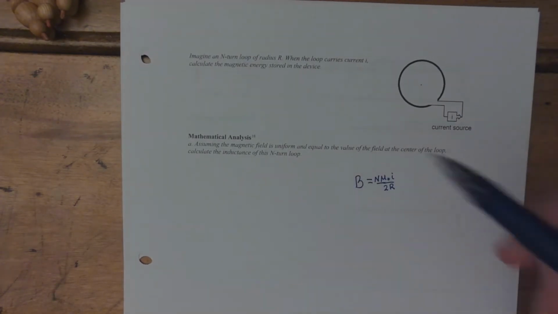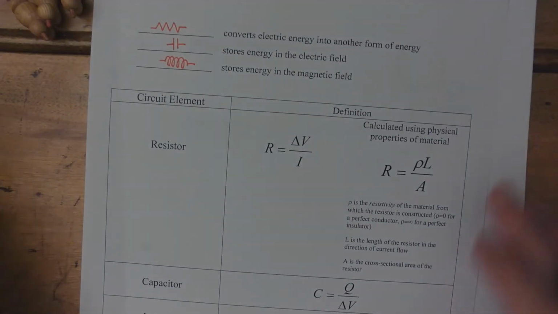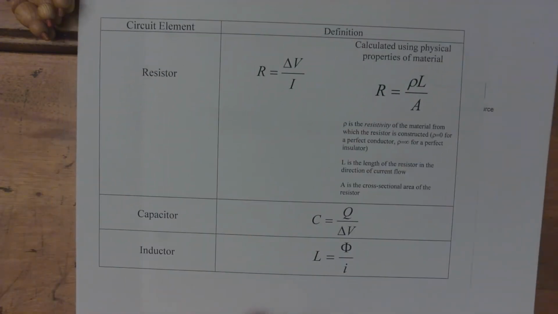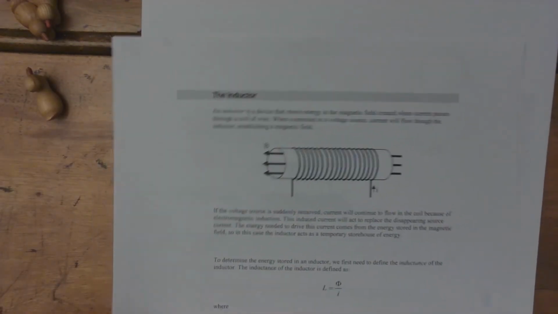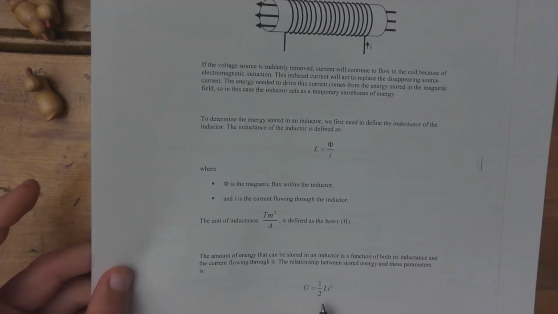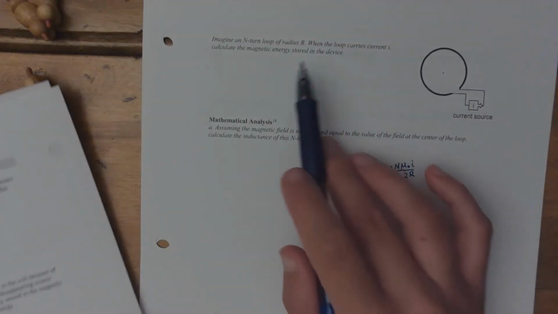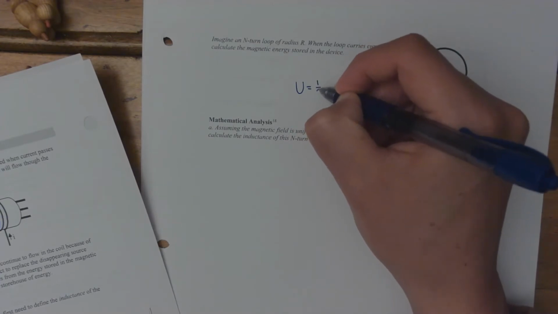Calculate the inductance of this n-turn loop. So that's the magnetic field. If you go back to page 6, this is what we talked about at the very beginning of this section. We have the inductor, where the inductance is equal to the flux divided by the current I. We're also going to need the expression at the bottom of page 6 for the amount of energy that's stored in the inductor, because they asked us to calculate the magnetic energy which is stored in the device.